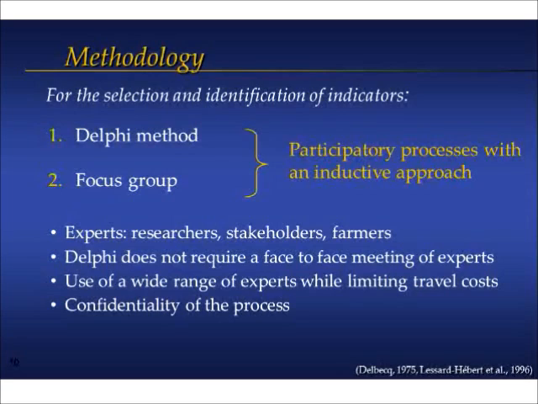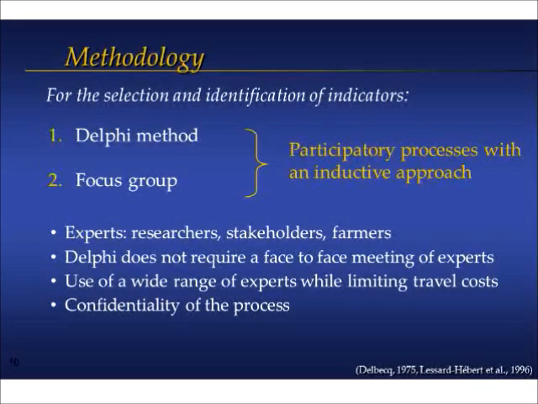First, for the selection and identification of indicators, we have 2 methods, participatory methods: the Delphi method, I don't know if you know the Delphi method, I will give just a brief definition, and a focus group. Who were the participants? We name them experts. It's a mix of researchers and stakeholders, for example, environmental advisors, or advisors very dedicated to the economic and management aspect, and of course farmers, who were part of the group.